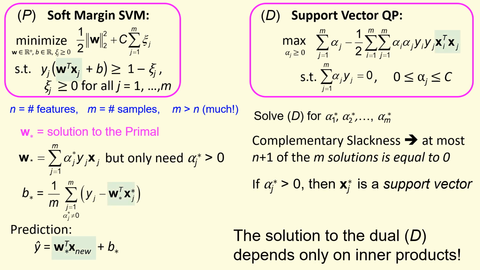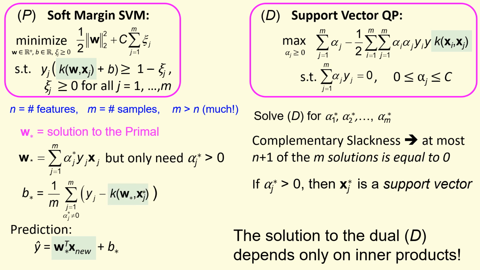And notice that the solution to the dual depends only on inner products. So everything you see defining this process is an inner product. That means we can replace, for example, the x_i transpose x_j by a kernel. And we can do the same in the soft margin SVM. And we can do the same in the b star. And we can do the same in the prediction.